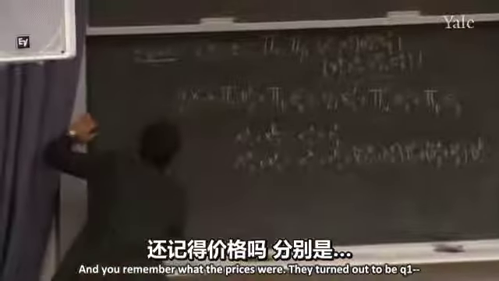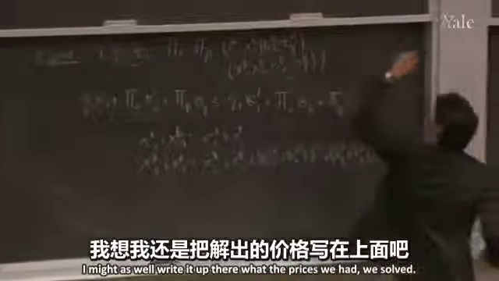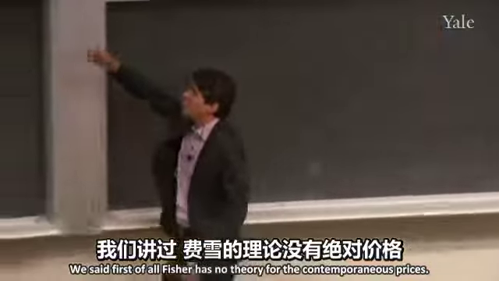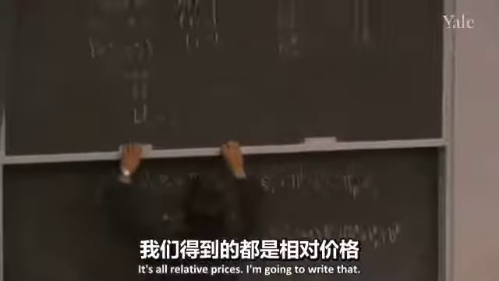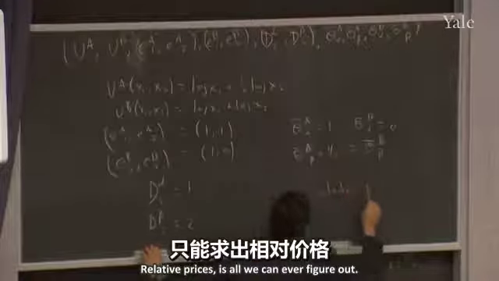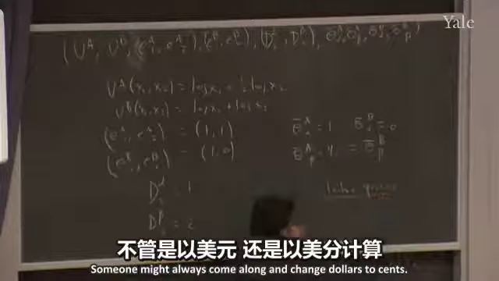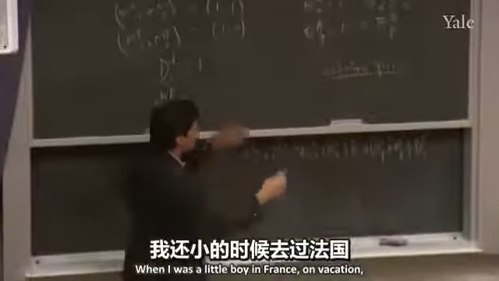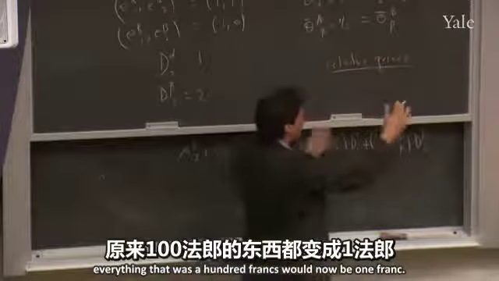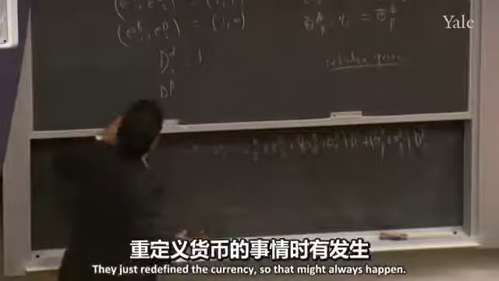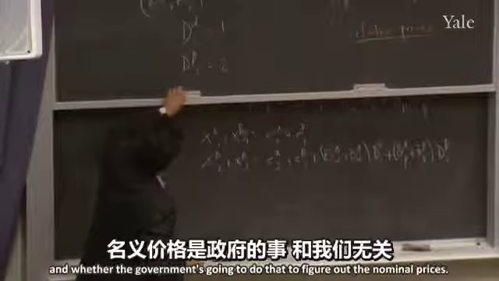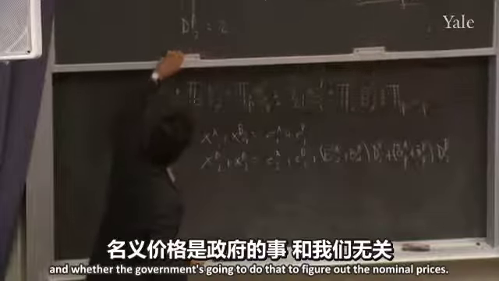They turned out to be Q1, I might as well write it up there, what the prices we had, we solved. We said, first of all, Fisher has no theory for the contemporaneous prices. It's all relative prices. Relative prices is all we can ever figure out. Someone might always come along and change dollars to cents. When I was a little boy in France on vacation, they suddenly announced that the franc was going to be divided, everything that was 100 francs would now be 1 franc. And they just redefined the currency. So that might always happen. So you have to have some theory of money and whether the government's going to do that to figure out the nominal prices.